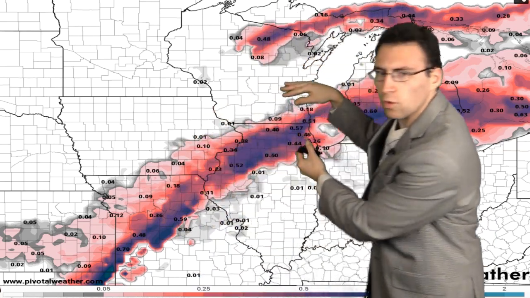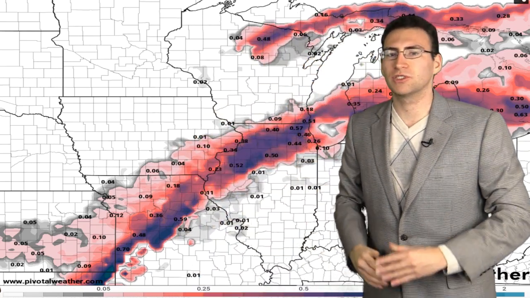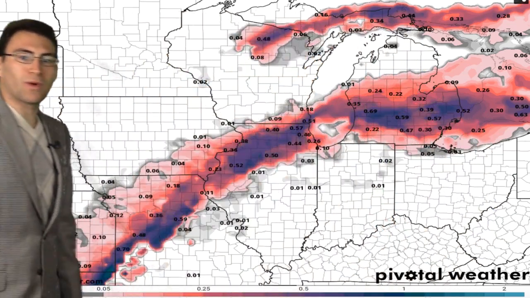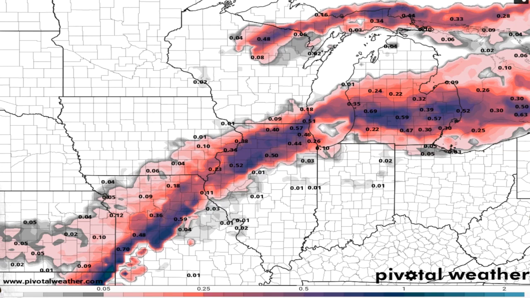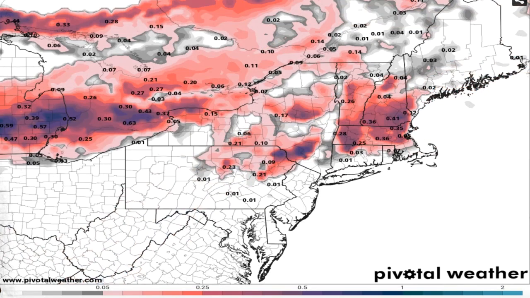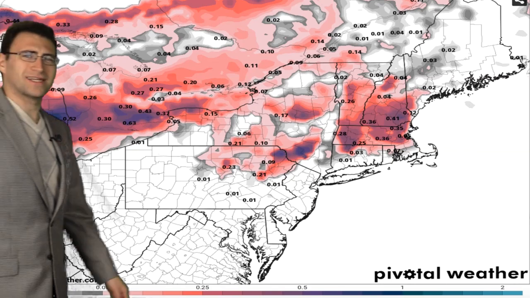How much ice are we talking about? Don't focus on the specific amounts. I think this model's overdoing it, but I like the placement on it. Kind of this corridor of ice back into portions of Missouri and Iowa, through Illinois, back in towards Michigan as well, and then spreading eastward into the northeast, especially southern Ontario into portions of upstate New York and New Hampshire, Vermont, getting in on a little bit of the icy goodness, if you will. Not so much. It's never a fun thing.